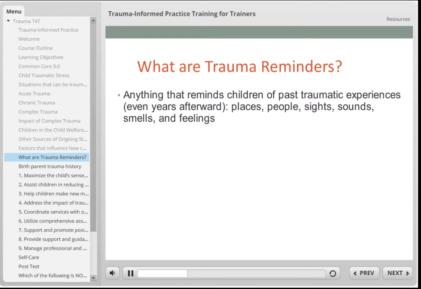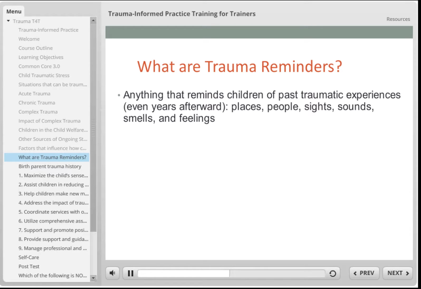Children who have experienced trauma may face so many trauma reminders in the course of an ordinary day that the whole world seems dangerous and no adult seems deserving of trust. Child welfare workers are in a unique position to help these children recognize safety and begin to trust adults who do indeed deserve their trust.